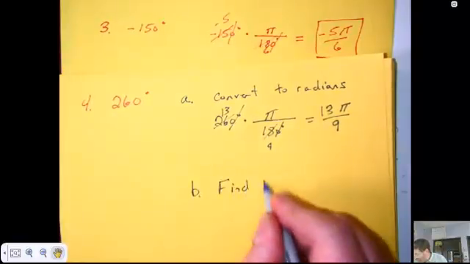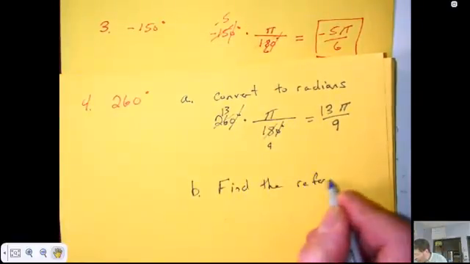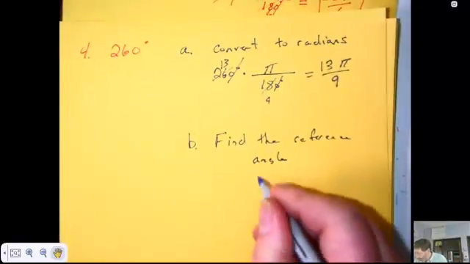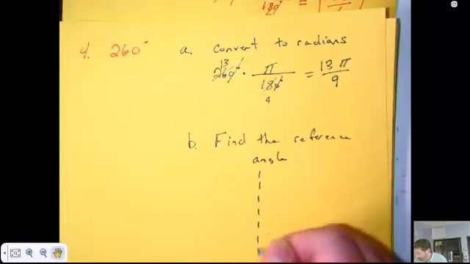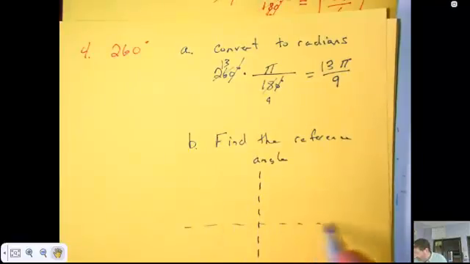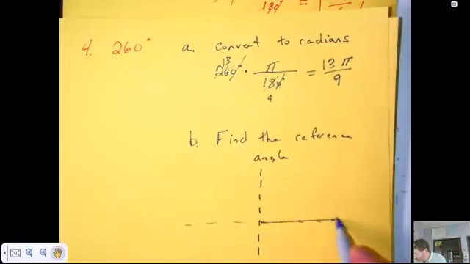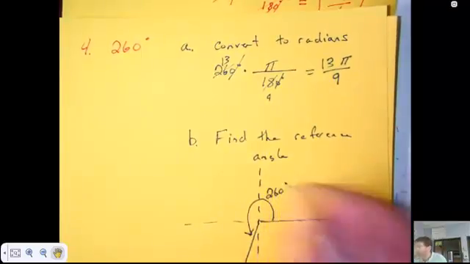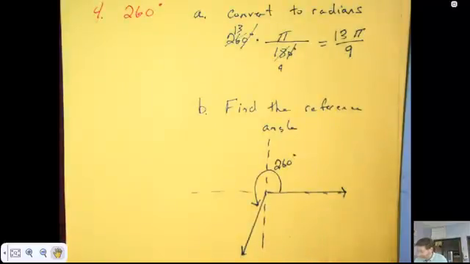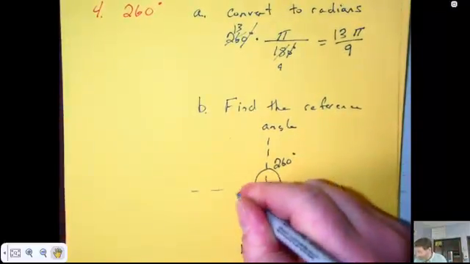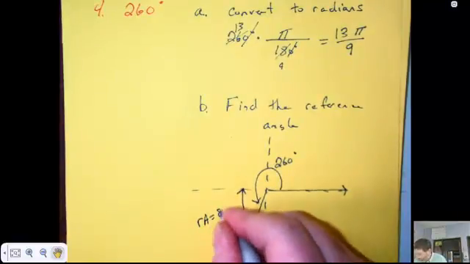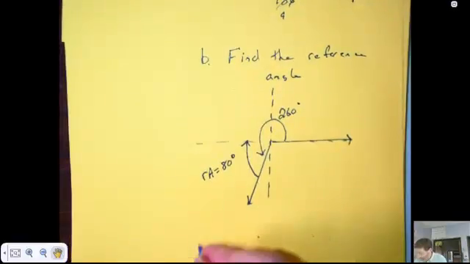B, I want to find the reference angle. So let's see. Think back to how we do that. What quadrant is this in? It's in the third quadrant. In fact, it's almost on the axis, right? This would be 260 degrees. So my reference angle would be this angle here. How much is that? 80 degrees. The reference angle has to be 80 degrees.